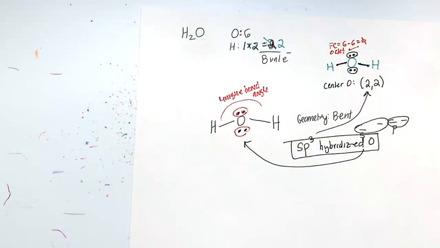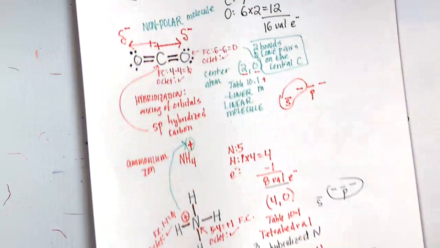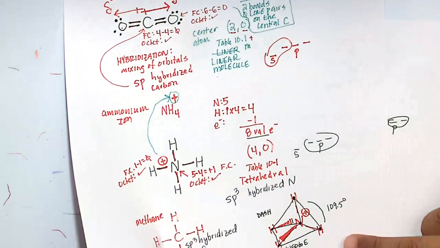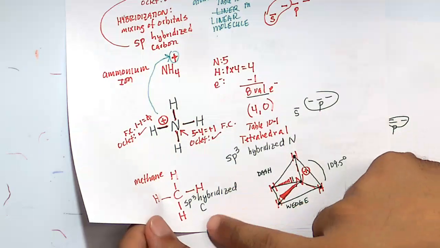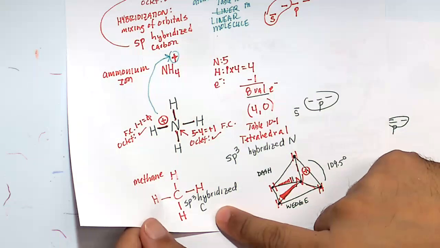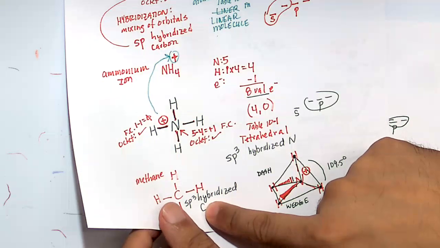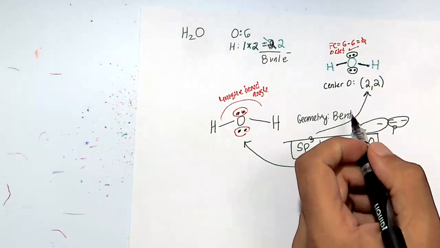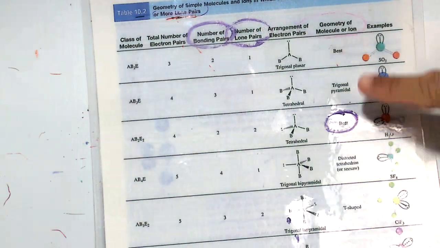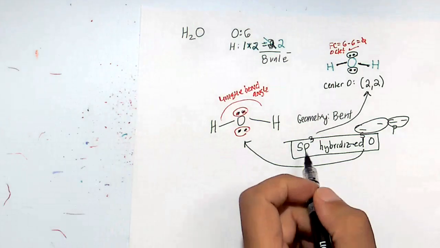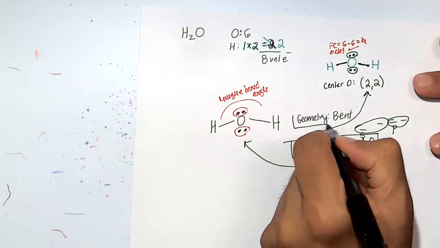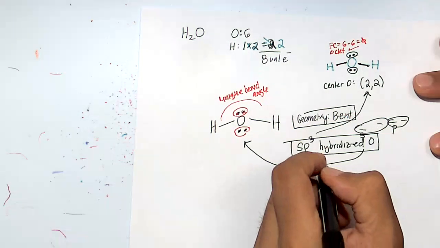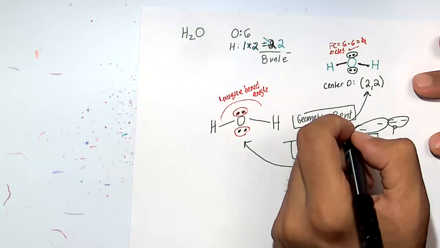Just like in our previous slide, this is an sp3 hybridized nitrogen. This is an sp3 hybridized carbon. But this is 4 bonds, 0 lone pairs, so table 10.1. 2 bonds, 2 lone pairs, table 10.2, or whatever internet table you use. And you'll see the geometry is bent. So sp3 hybridized oxygen, shape is bent.